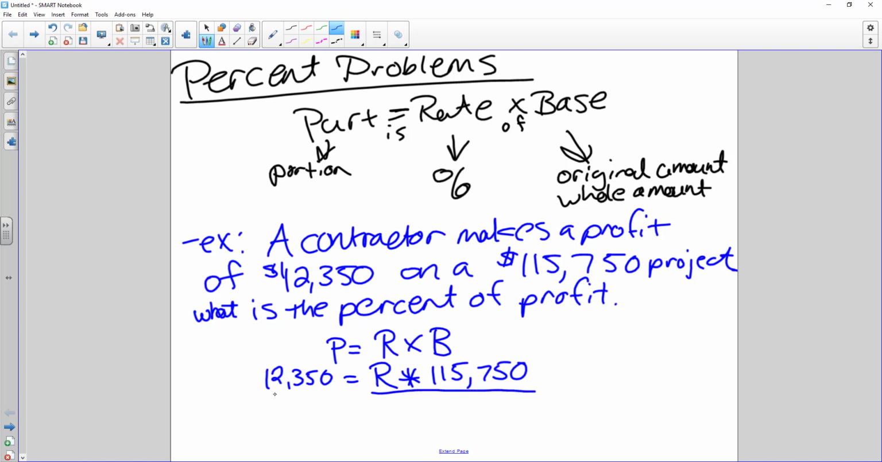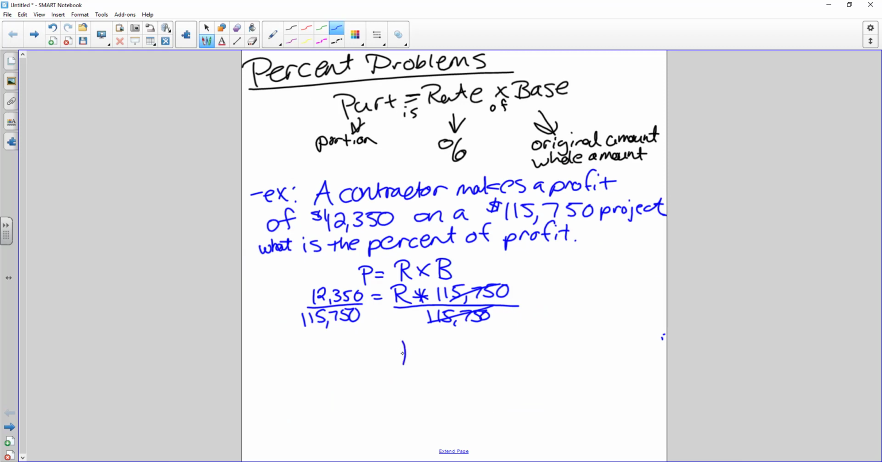So now to figure out what the rate is, I have to get the R alone, so I'll divide both sides by 115,750. I'll do that on both sides. So that gets R alone. When I divide, I get about 0.1067. So I'm getting my answer in decimal form. I'd have to go one more step because the question is what is the percent. So I'll change this decimal to 10.67%, moving my decimal twice. And so that'll give me my answer, which makes sense. 10.67% of the whole entire project was the profit. Okay, so that's one where the rate was the unknown.